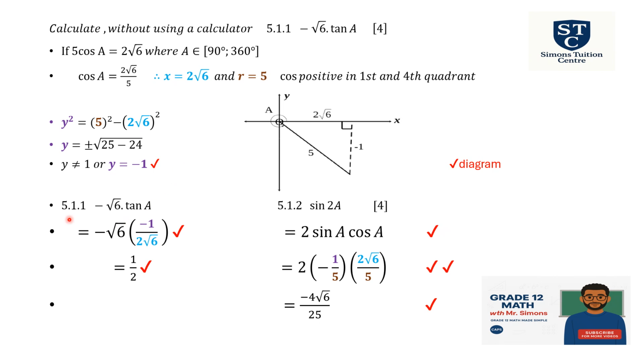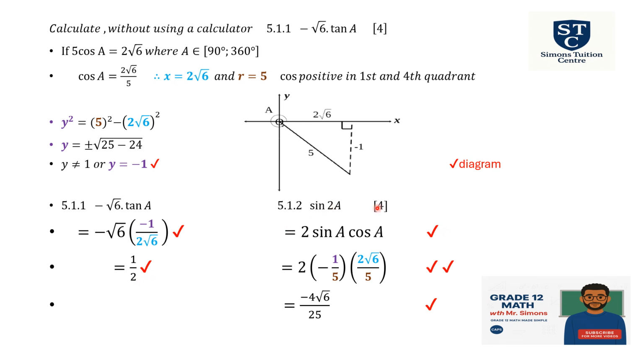Right, so if we solve 5.1.1.1, negative square root 6 tan A, remember tan is y over x. So my y is negative 1 and my x was 2 square root 6. Negative square root 6 times that, so negative times negative becomes positive. Square root 6 and square root 6 would cancel there, so I'm left with 1 over 2. So 1 mark for correct substitution of tan and 1 mark for the correct answer.